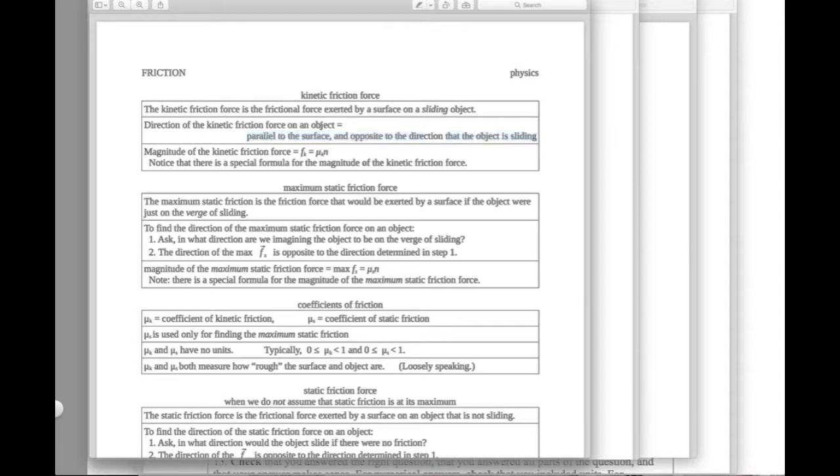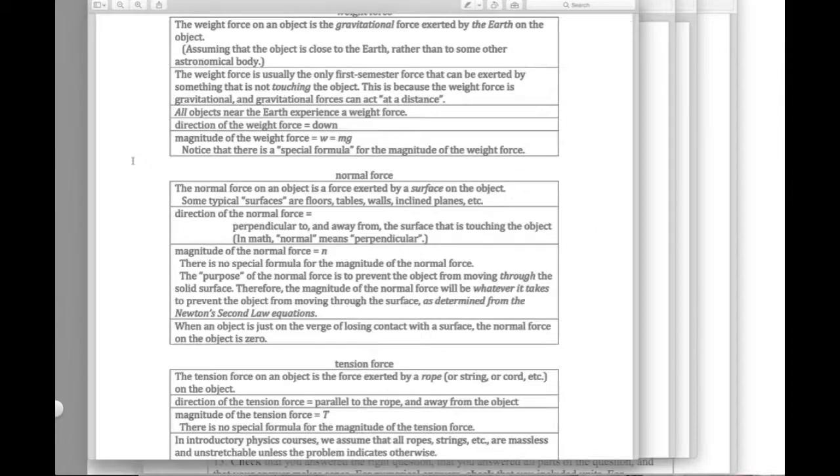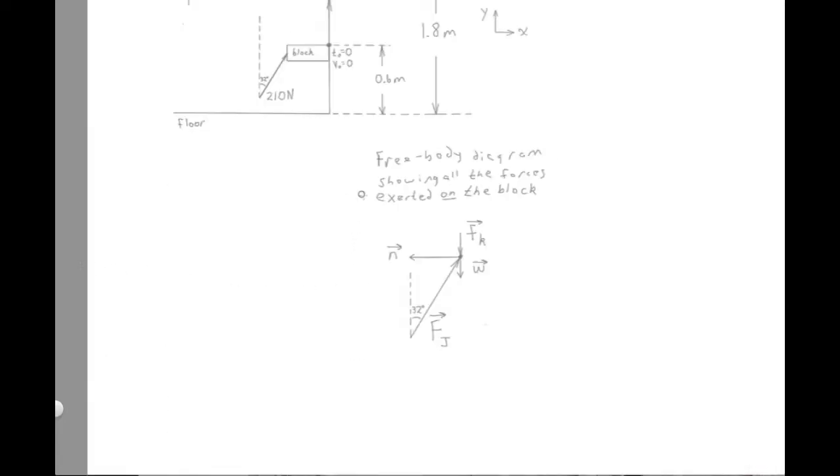In this case, that direction was down. Let me remind you of the logic here for the normal force. Remember, the purpose of the normal force is to prevent the object from moving through a solid surface. Well, in this case, Jessica's pushing force is trying to push the object to the right into the wall, and so the normal force has to push away from the wall to prevent the object from moving through the solid surface.